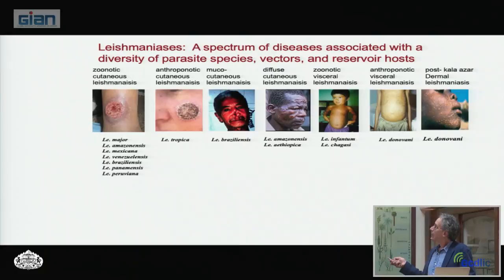And then the most severe and epidemic forms are visceral forms of leishmaniasis, which can be zoonotic, again, in which humans are not the principal reservoirs. In this case, dogs are the principal reservoirs, and anthroponotic visceral leishmaniasis, in which humans are the principal reservoirs of infection. And then there is a disease called post-kala-azar dermal leishmaniasis, which occurs in an individual that has been treated for visceral disease, and some weeks or months after treatment, they develop these dermal lesions. Okay.